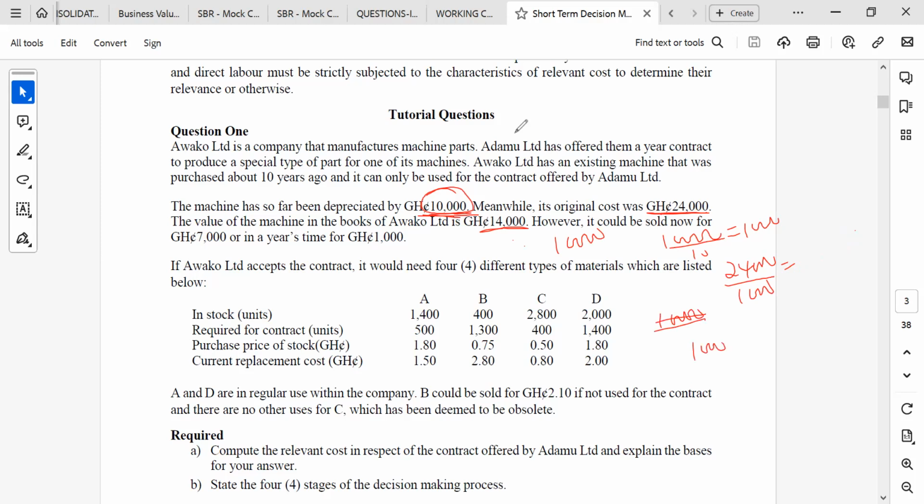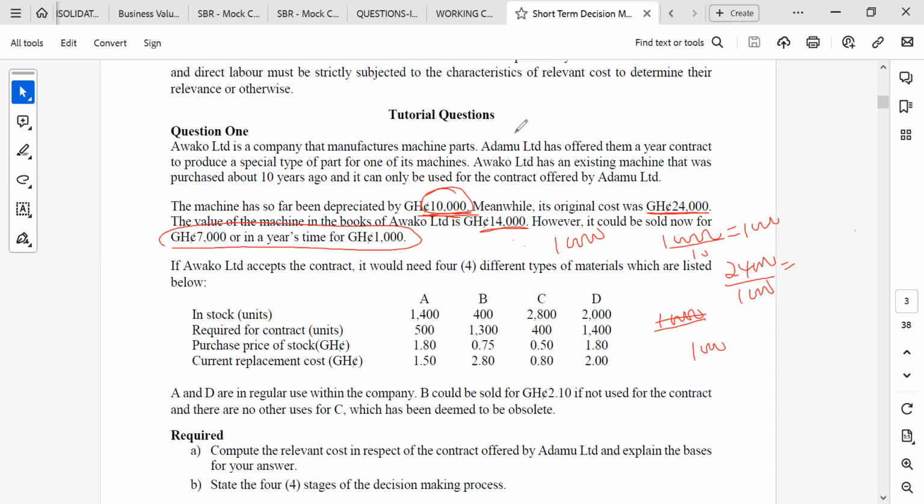Okay. So if we don't use the machine right now, we are going to be selling it for 7,000. But if we use it now, we are going to be selling it for 1,000 in a year's time. What you are going to do is that if you sell the machine now, you are going to be taking another machine to undertake the contract, isn't it?